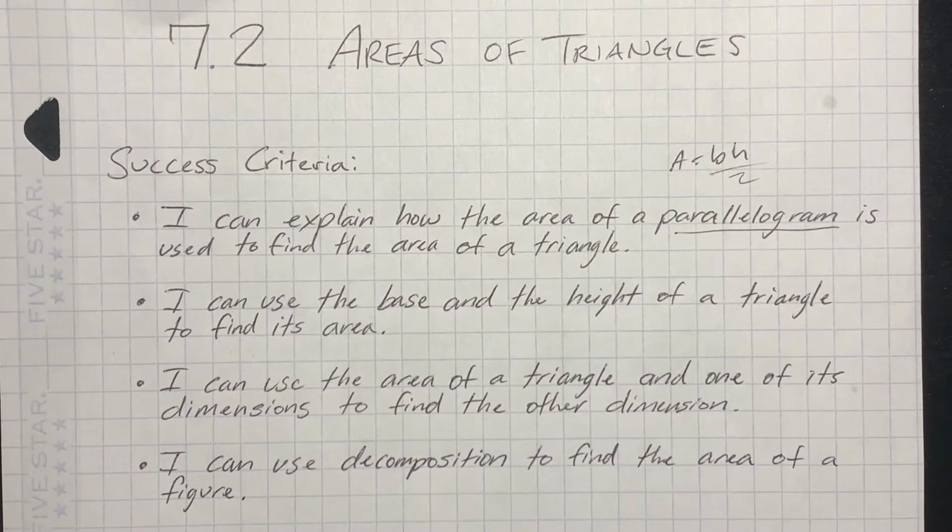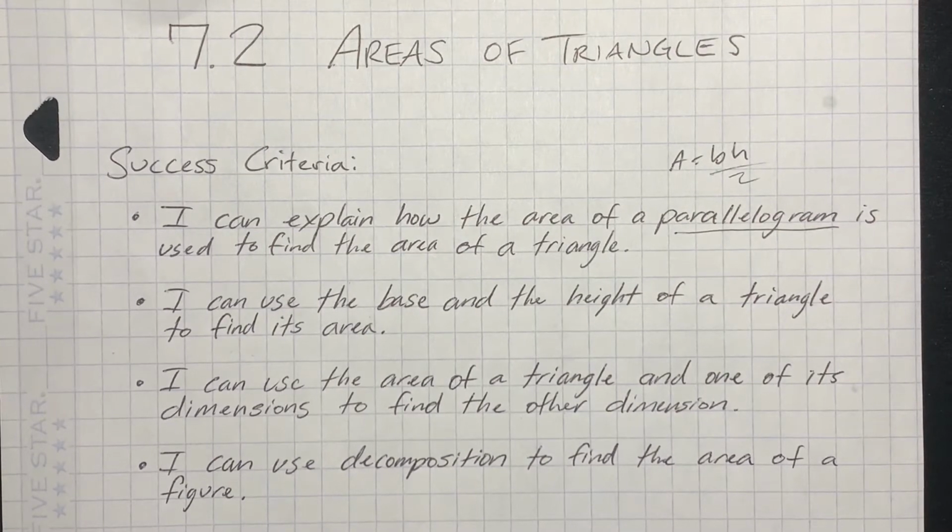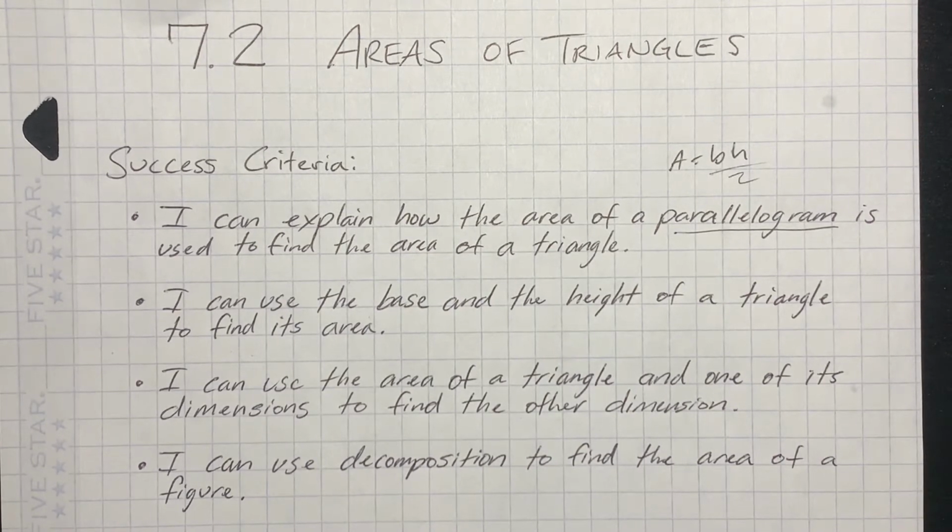Alright, today we're going to work with 7.2, areas of triangles. Our success criteria is that we're going to be able to explain how the area of a parallelogram is used to find the area of a triangle. Keep note that we're going to be using area equals base times height for a parallelogram, but of course dividing it in half. We're also going to be able to use the base and the height of a triangle to find its area, and use the area of a triangle to find one of its dimensions, and of course find the other dimension. And then also use decomposition to find the area of a composite figure.